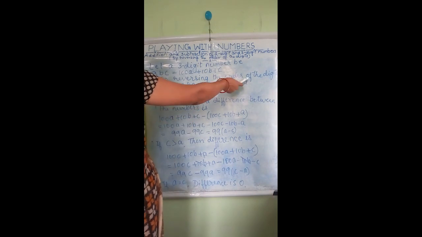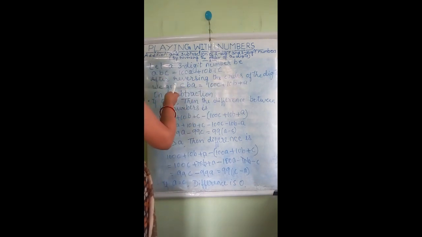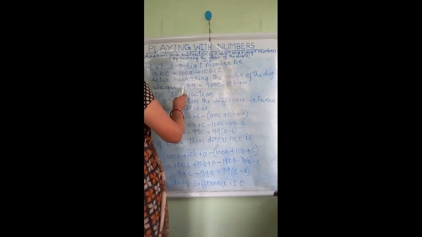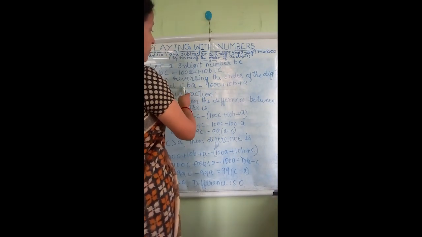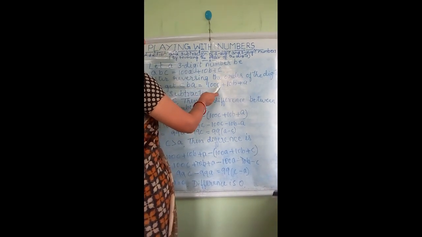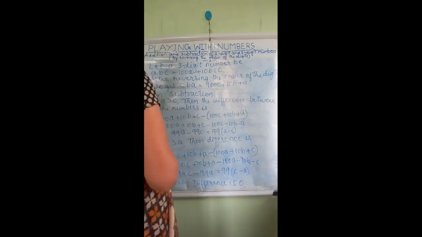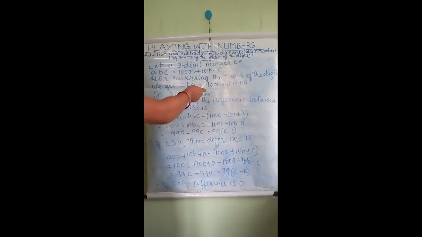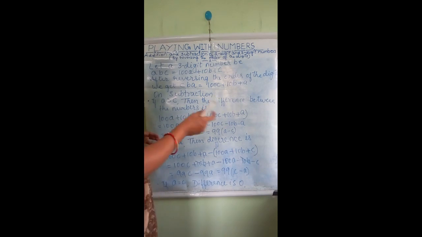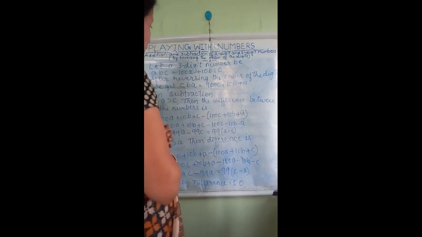After reversing the order of the digits, what do we get here? We get CBA. In any order you can change; I have changed it like this, CBA. So C is in the hundreds place, so you have to multiply C by 100: 100C plus 10B plus A. On subtraction, if you subtract these two, there are 3 cases.